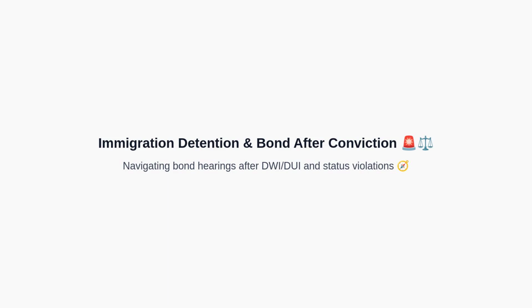Welcome to our in-depth guide on immigration detention and bond hearings after a criminal conviction. Today, we will walk through how status violations, combined with offenses like DWI or DUI, can impact detention, bond eligibility, and long-term immigration outcomes. We will move step by step from detention processing to bond options, judicial considerations, and practical preparation, so you can better understand the process and make informed decisions with your legal counsel.